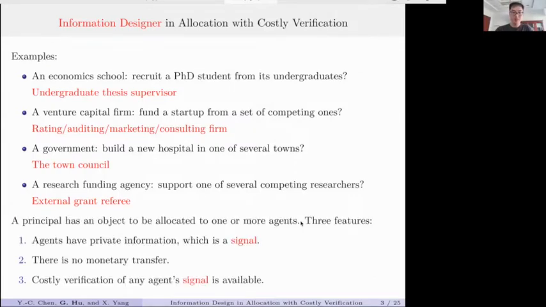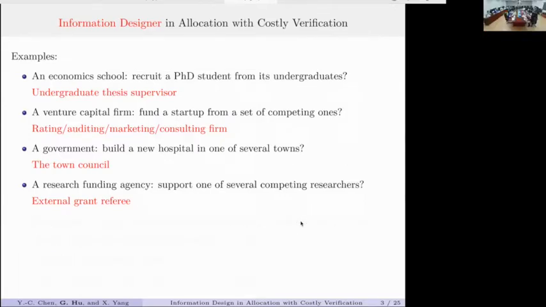So, a quick question. Is the information designer not necessarily the one who decides to allocate the resources, right? Yeah, thank you, good question. So the information designer may be an independent person who is not the principal. A third party. A third party, yes.